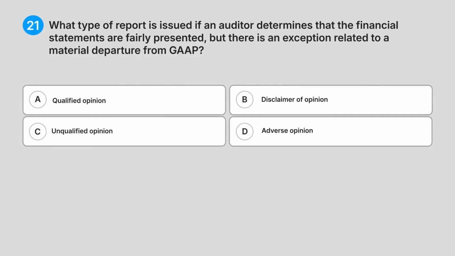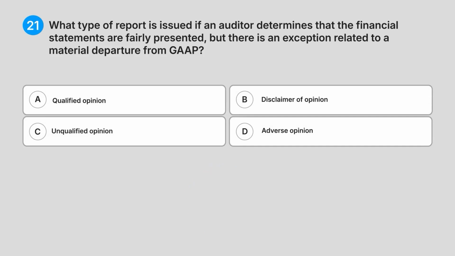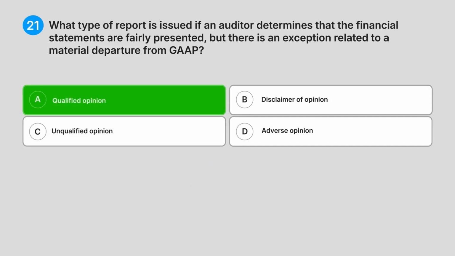21. What type of report is issued if an auditor determines that the financial statements are fairly presented, but there is an exception related to a material departure from GAAP? A. Qualified opinion. B. Disclaimer of opinion. C. Unqualified opinion. D. Adverse opinion. What do you think is the answer? Correct answer, A. Qualified opinion.